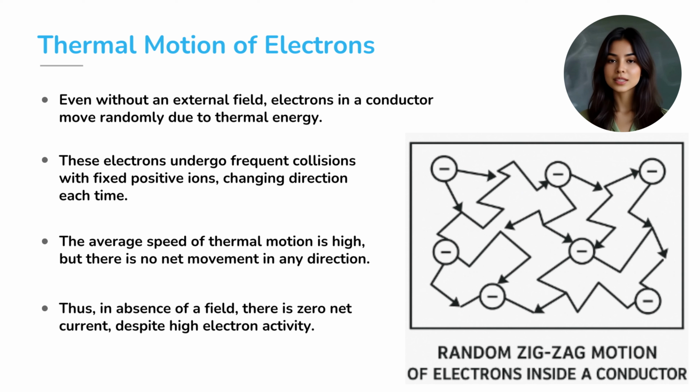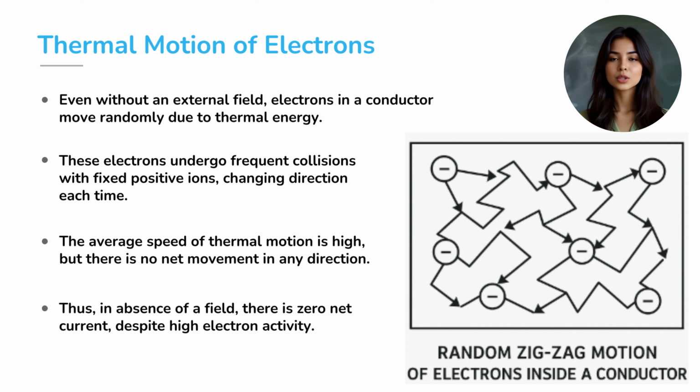Let's now consider a metal conductor with no electric field. Are electrons completely still? Not at all. Due to thermal energy, the electrons are constantly moving in all directions. But this movement is completely random. They bounce around and collide with fixed ions in the metal. Because the motion has no preferred direction, the total charge flow through any cross-section is zero. That means no electric current. As you can see in the visual, electrons move in zigzag paths, but they cancel each other's effect. So, there's no net flow.